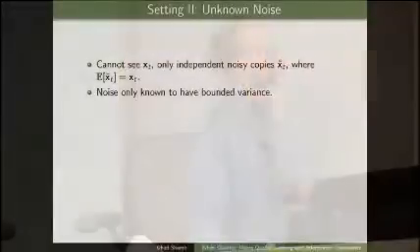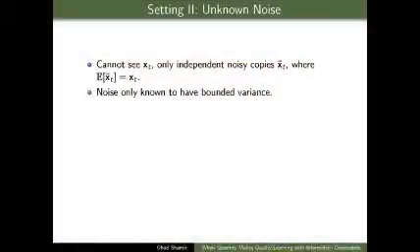Okay. So moving to the second setting, where you have unknown noise. Remember the idea now is that you can't see xt, but you can only see independent noisy copies, x tilde t, and you only know that they equal xt in expectation, and there is some bounded variance to the noise. Now, you might wonder why I keep saying noisy copies rather than a single noisy copy.